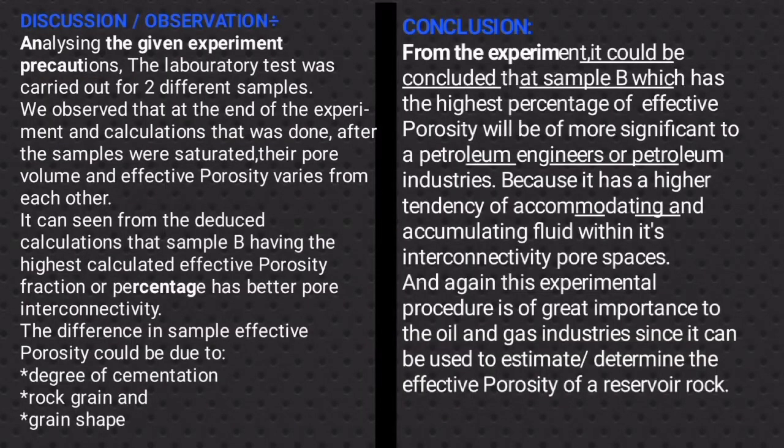Discussion and observations. In this stage, we have to list our observations of the practical experiment we have done and explain more concerning the experiment. Now, 2 different samples were used and grouped A and B. We notice that after the samples were saturated, their pore volume and effective porosity are not the same. Therefore, we can say sample B has the highest transmission or flow or effective porosity.